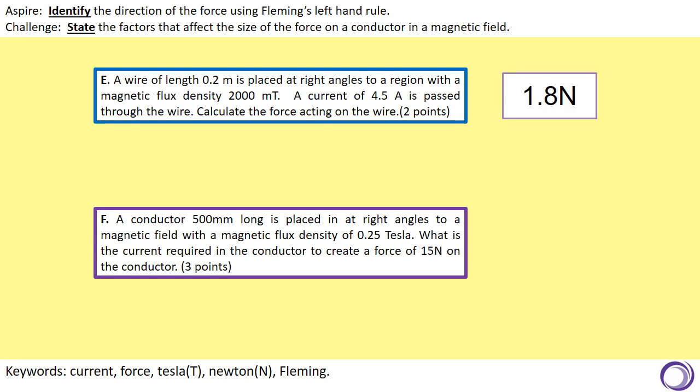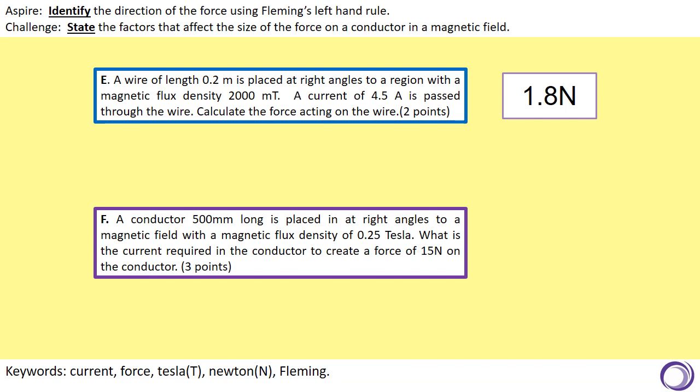We've got some conversions there. So millitesla needs converting to Tesla. Remember that there's 1,000 millitesla in a Tesla. So 2,000 millitesla is the same as 2 Tesla. So that should give a force of 1.8 newtons.